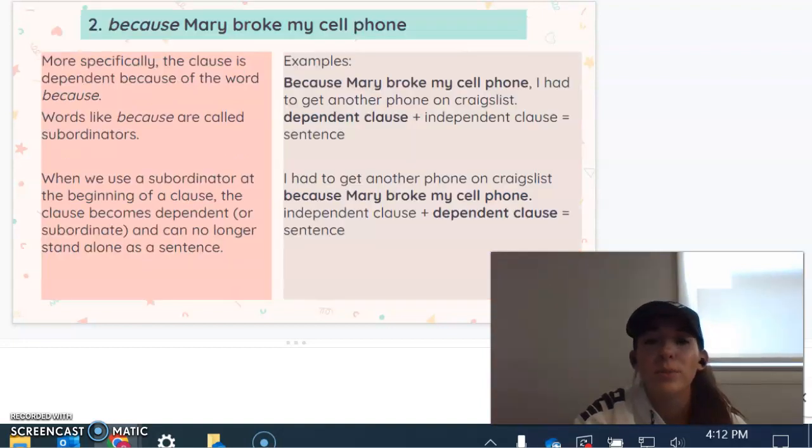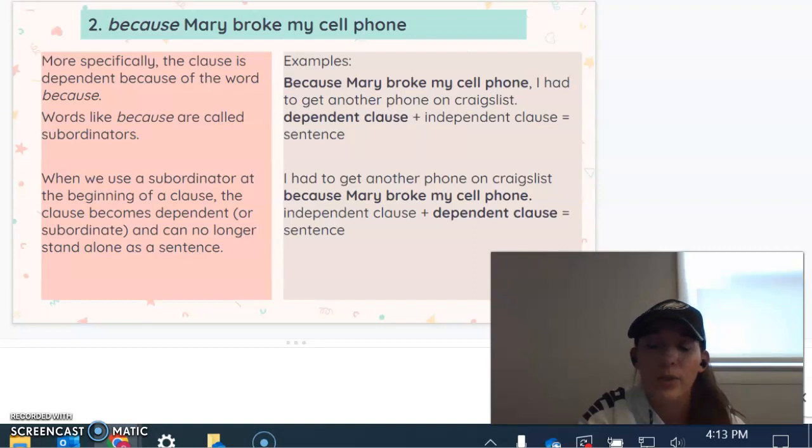So once again, more specifically, the clause is dependent because of the word because. Words like because are called subordinates. When we use a subordinate at the beginning of a clause, the clause becomes dependent or subordinate and can no longer stand alone as a sentence. So for example, because Mary broke my cell phone is our dependent clause, therefore we need an independent clause attached to it for it to be a full sentence. Because Mary broke my cell phone, I had to get another phone on Craigslist.